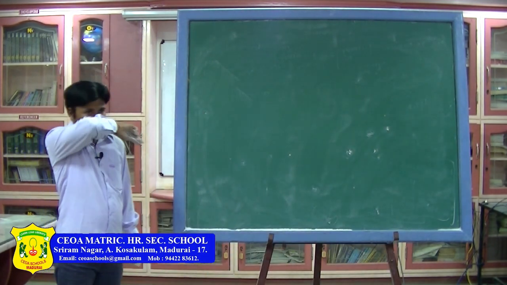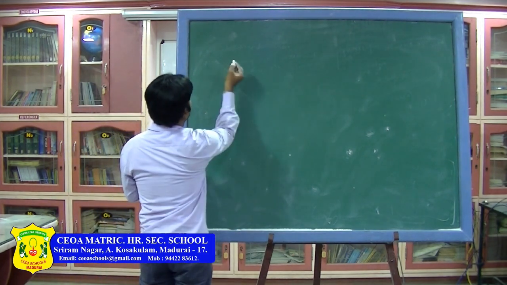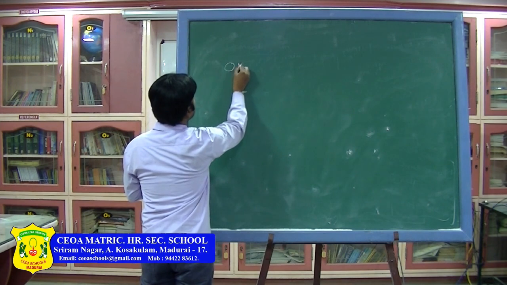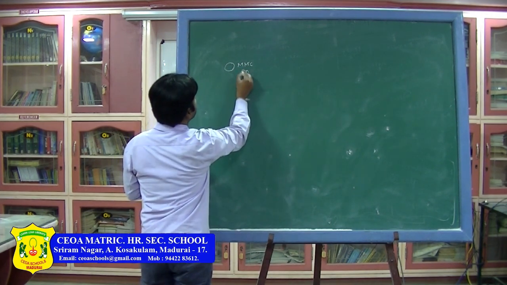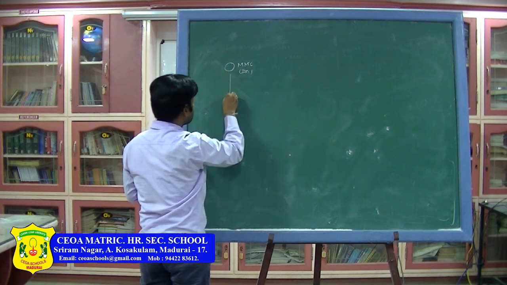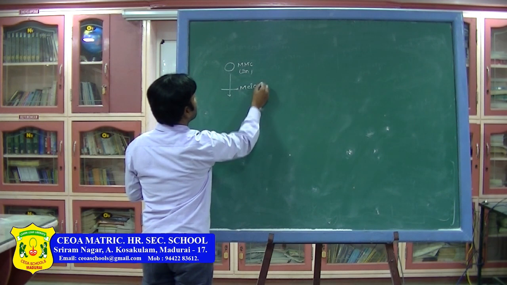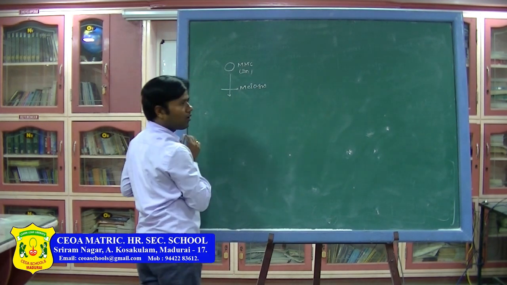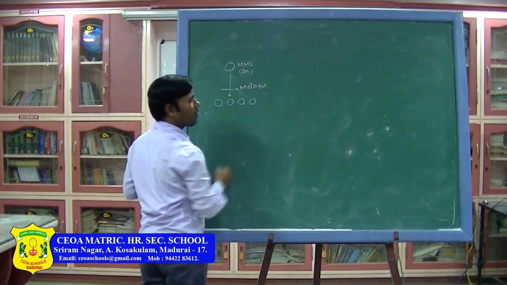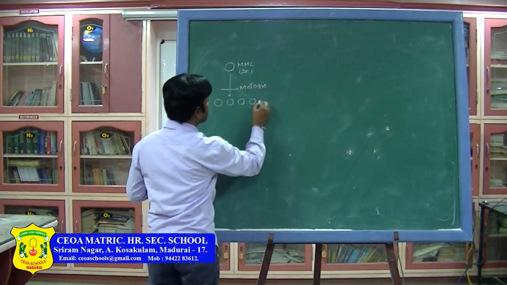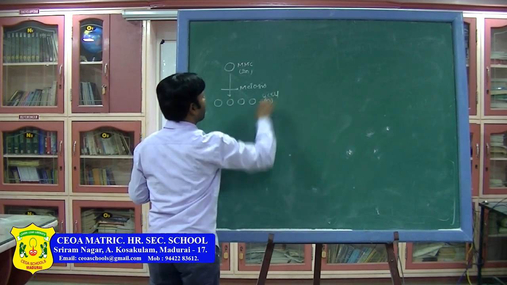If we see here, the microspore mother cell, in 2n condition, undergoes meiosis. Due to that, how many cells will be formed? 1, 2, 3, 4 cells are forming. How many cells? 4 cells. All are haploid, but 4 cells are forming.